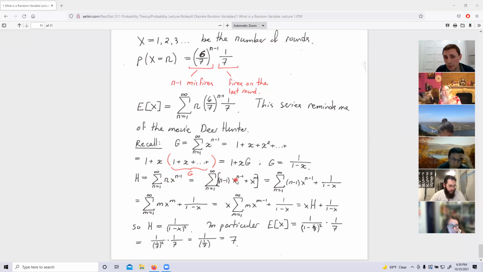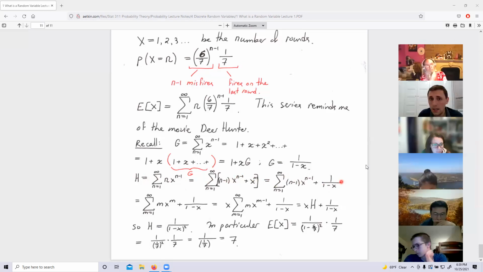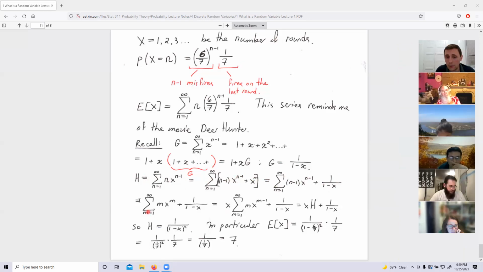Again, it's n-1 times x to the n-1 plus x to the n-1. And that's the summation of n-1 times x to the n-1 plus the geometric series, which is just 1/(1 minus x). Yes? And then what can I do with this expression? I can make it look like that. You agree? At 0, when n is 1, it's 0, so it doesn't matter. So I just readjust it. It's m x to the m, and then I can factor out the x, and that's m x to the n-1, and that again is h. So it's x times h plus 1/(1 minus x). So you see what we have? H is equal to x times h plus 1/(1 minus x). And when you solve it, h is equal to 1/(1 minus x) squared.